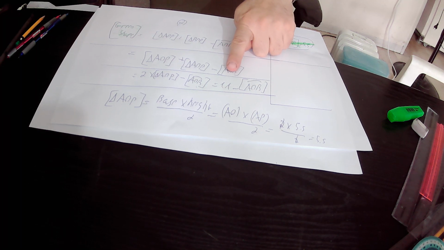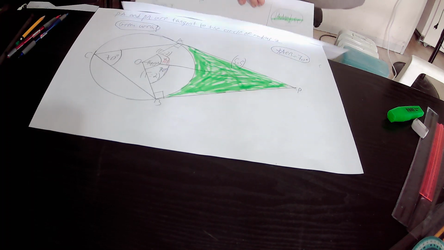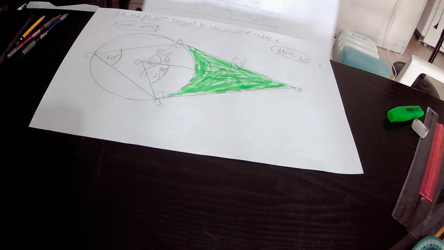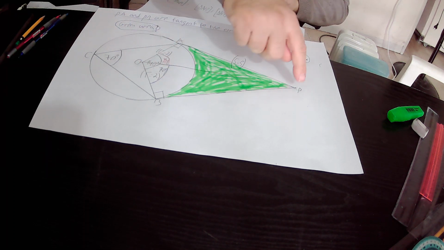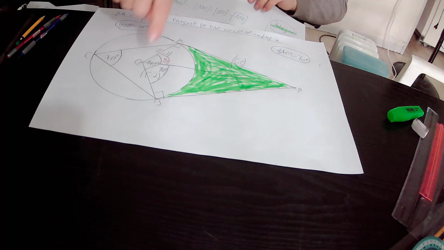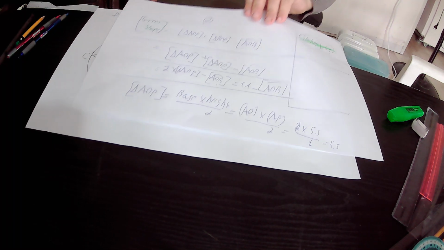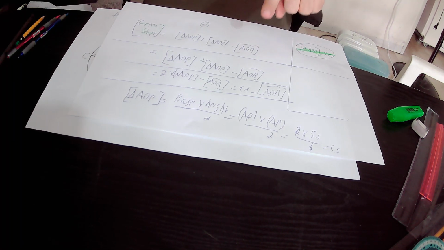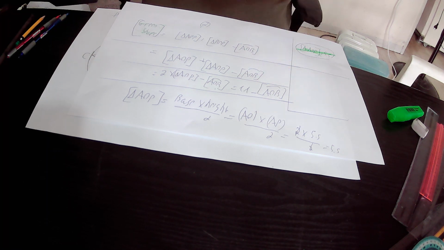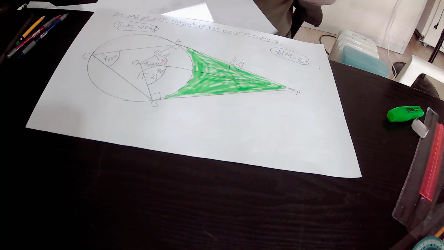In conclusion, we found out that the area of quadrilateral AOBP equals 11 square units. And we have to subtract from the area of this quadrilateral AOBP the area of this sector AOB. Okay, so it is the area of quadrilateral AOBP, this is 11, minus the area of sector AOB. So what is the area of sector AOB?